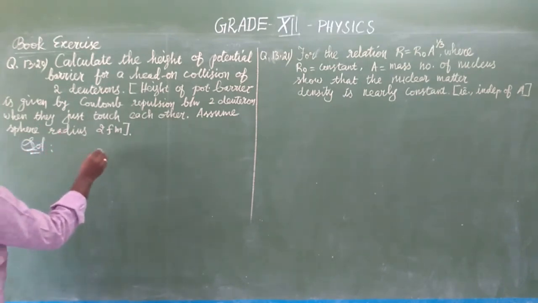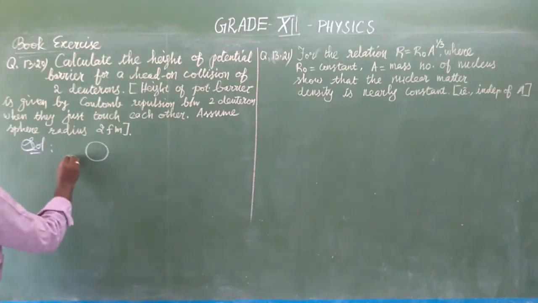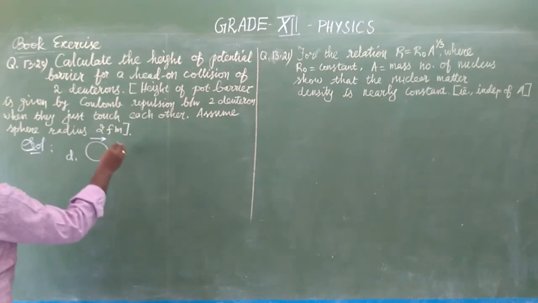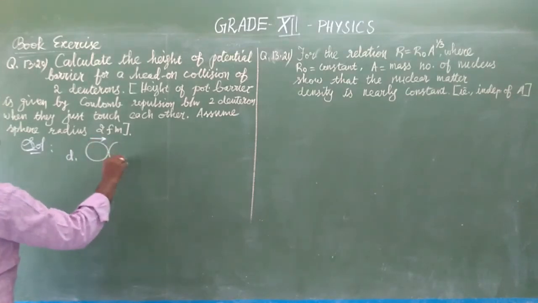Listen. So one deuteron, this is deuteron 1, collides with another deuteron.